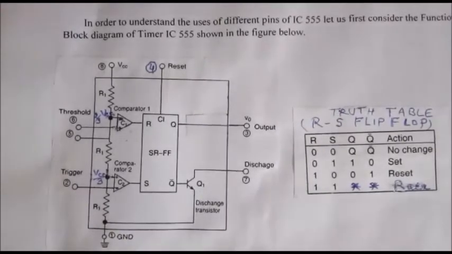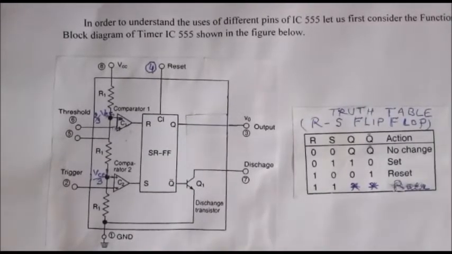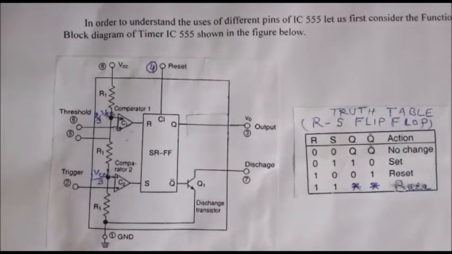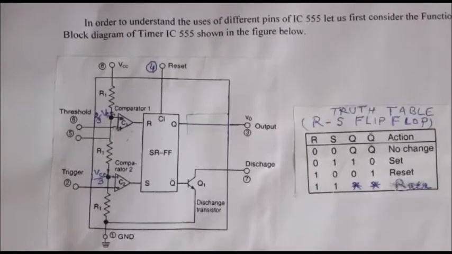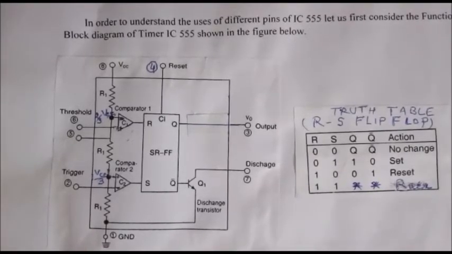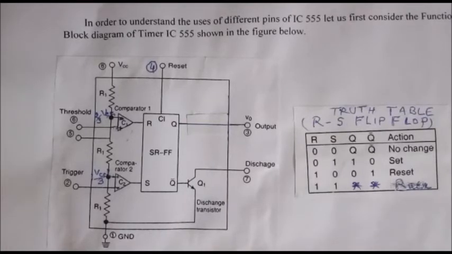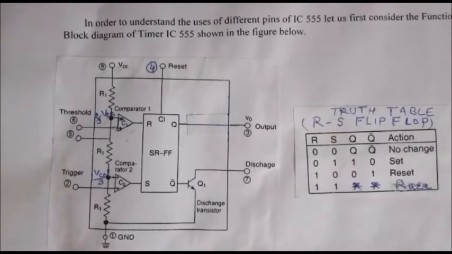On the side I have shown the RS flip-flop's truth table also. As you know, in an RS flip-flop there are 4 conditions which are possible. If R and S both are 0, then no change occurs in the action. Second, if R is equal to 0 and S is equal to 1, then Q becomes 1, and so automatically Q bar will become 0, and this is known as the set condition.